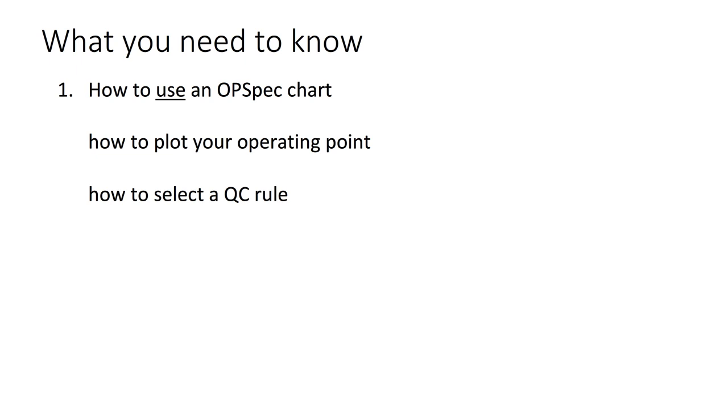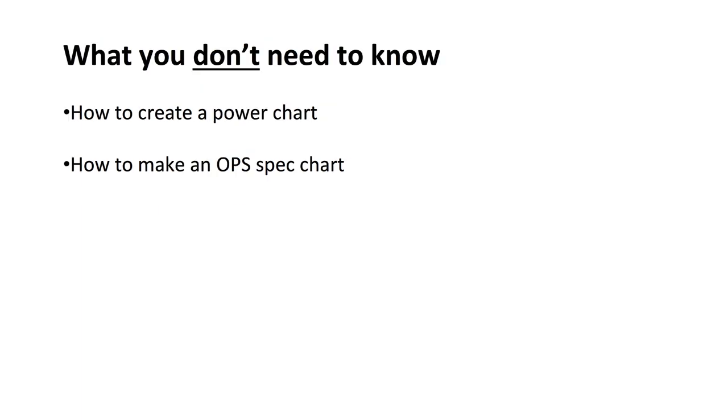So we've covered a lot of ground here, and you're probably asking, what do I really need to know? And I would say that the key thing is how to use an OPSpec chart. How to plot your operating point and how to select a QC rule. The other items are nice to know, but not absolutely necessary. In my opinion, it's always good to understand the assumptions behind a method when you use it, but it's not absolutely essential to use it.